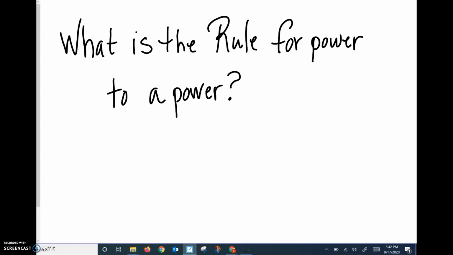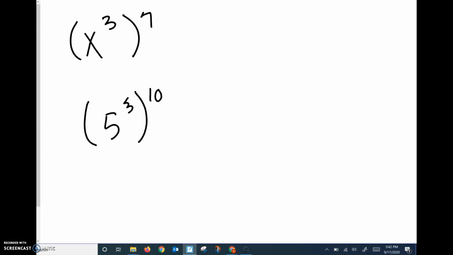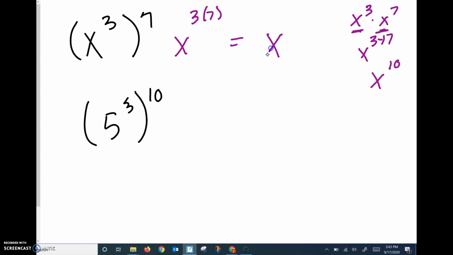All right, so what's the rule? Keep the base, multiply the exponents. Okay, so this is different. The first ones look like this, x to the 3rd and x to the 7th. Do you see how there's 2 x's here? This is when we add the exponents and we get x to the 10th. This one looks different. There's only one x and it's a power to a power. This is when we take 3 times 7 and we get x to the 21st.